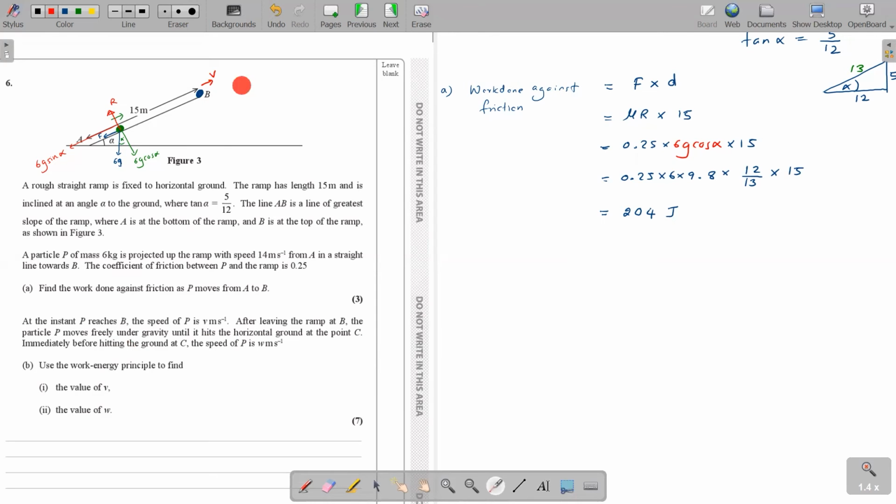Now, after leaving the ramp, how do you think this object will go? Will it just fall directly to the ground? You're projecting this particle with a speed. It comes up over here, right?